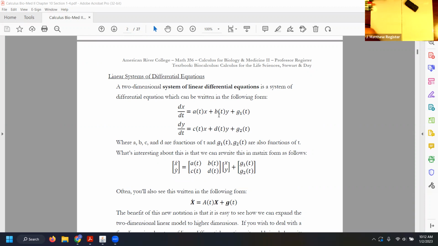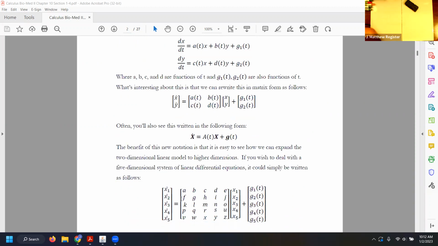But we can rewrite this system of equations as this one equation with matrices and vectors. Often you'll see this written in the following format. x dot equals A(t)x plus g(t), where again, (x, y) is our x vector. x dot, which is (x dot, y dot), would be the derivative of this vector. And then we have a vector for shifting things, and then we have a matrix.